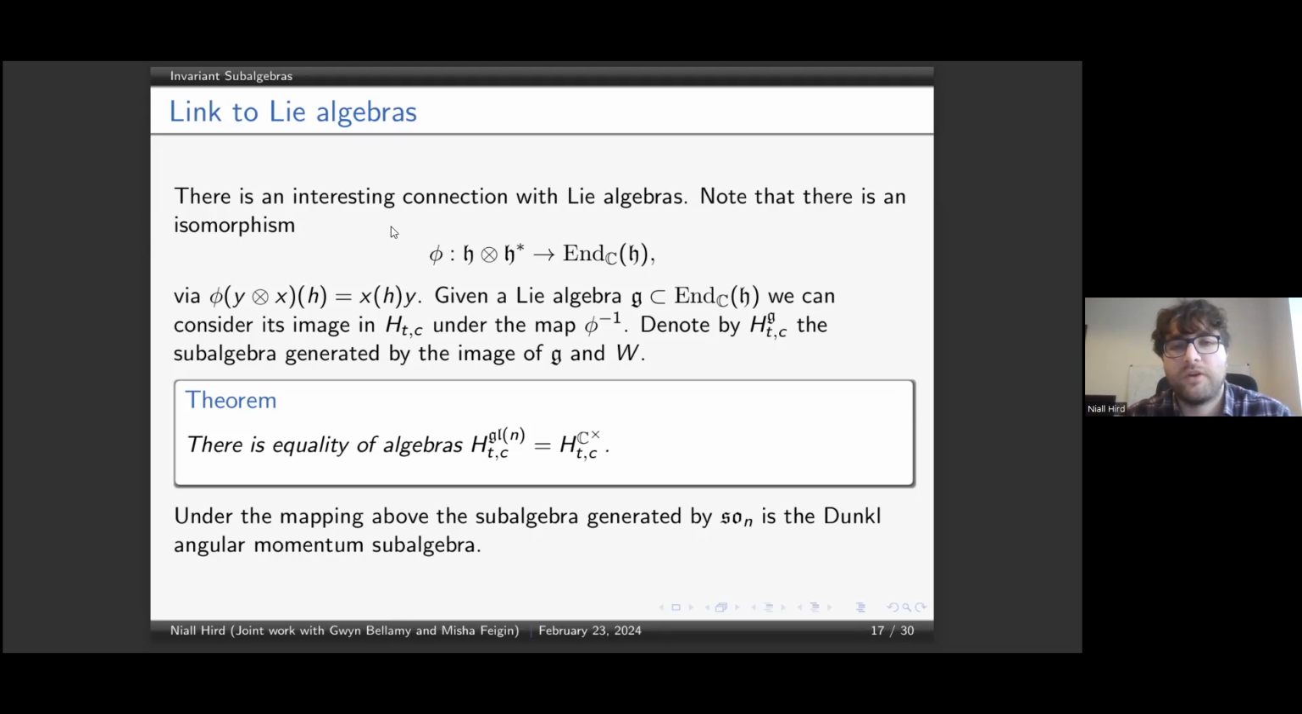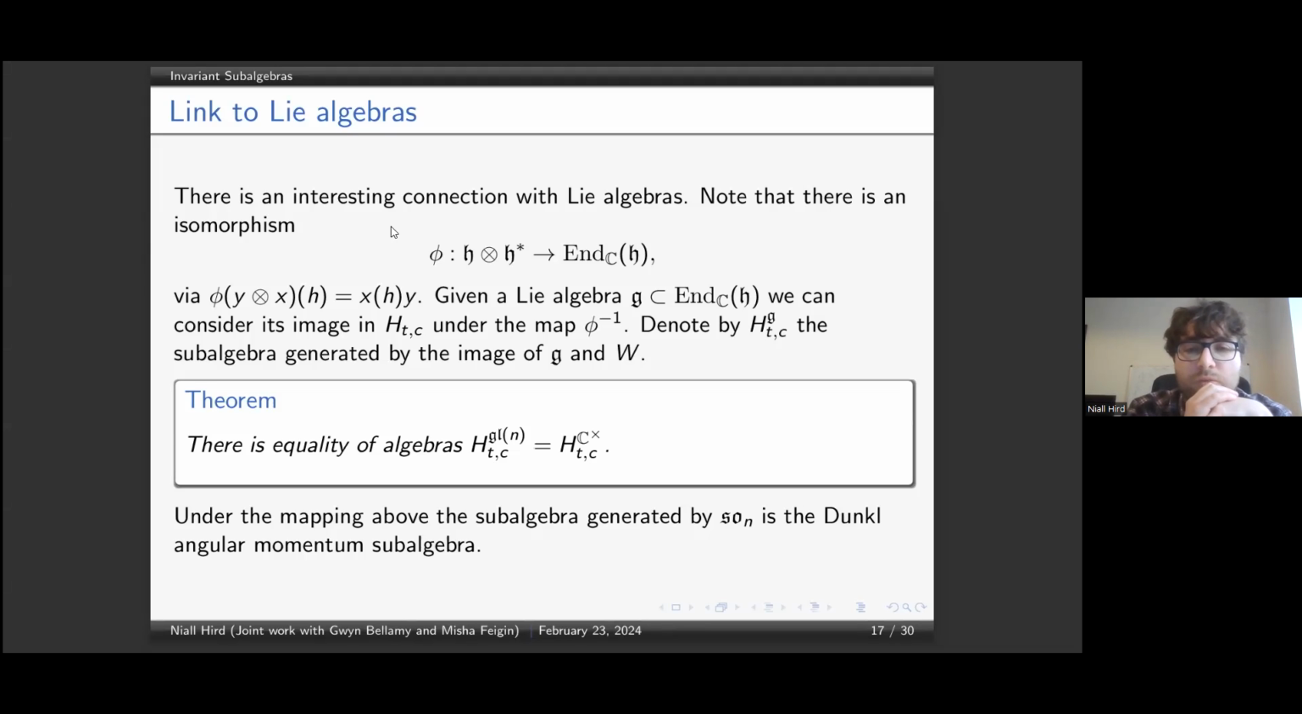So you can identify H tensor H dual with the endomorphism ring of H. Again, H is just the complex vector space that our group W is acting on. And how do you identify these two things? If you've got something in H and H dual, your y and your x here, so y is in H and x is in H dual, then what does this do to an element of H? It just sends it to x of h times y.